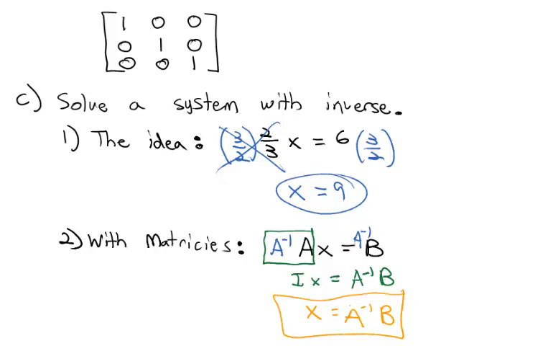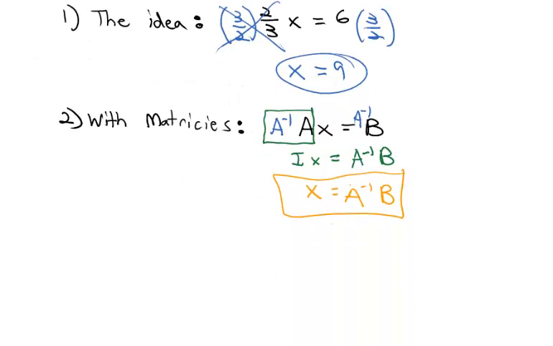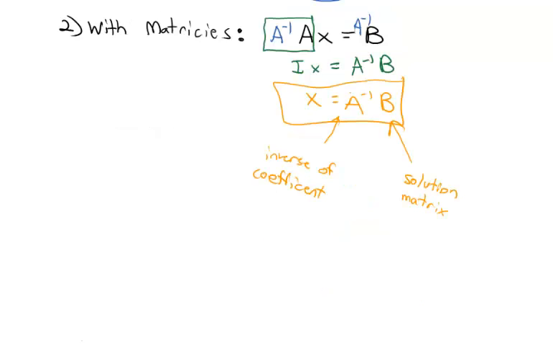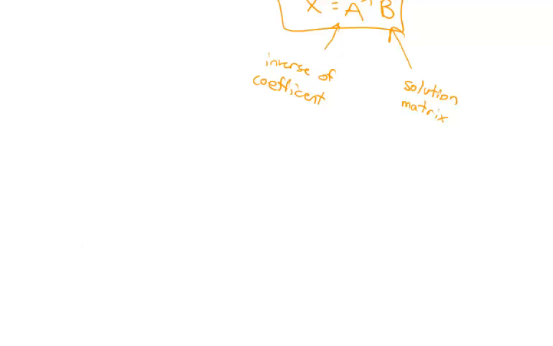Which means if we can find the inverse of the coefficient matrix, and multiply it by the solution matrix, we will get the solution to our system of equations. So let's try one of these. Let's take the system of equations.